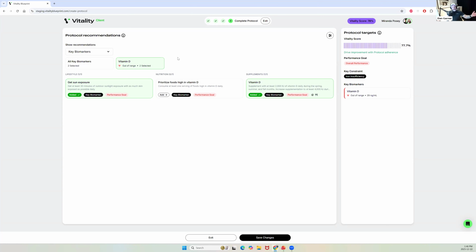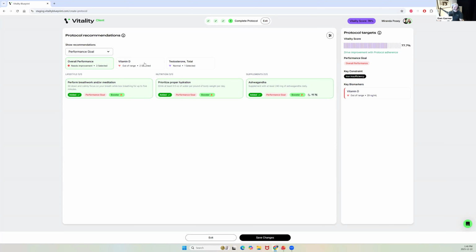Or let's say a guy's key constraint was iron status as well, but then he came back with bottomed out testosterone. We wouldn't want to just not tell him that. We still want to report that to him. We still want to action it because it's a key important thing for what he wants to do. So then you've got your key constraint and your key biomarkers, and then you have your performance goal. The key biomarkers are the ones that need to come back into range. They're really important. Those are like your elite biomarkers.